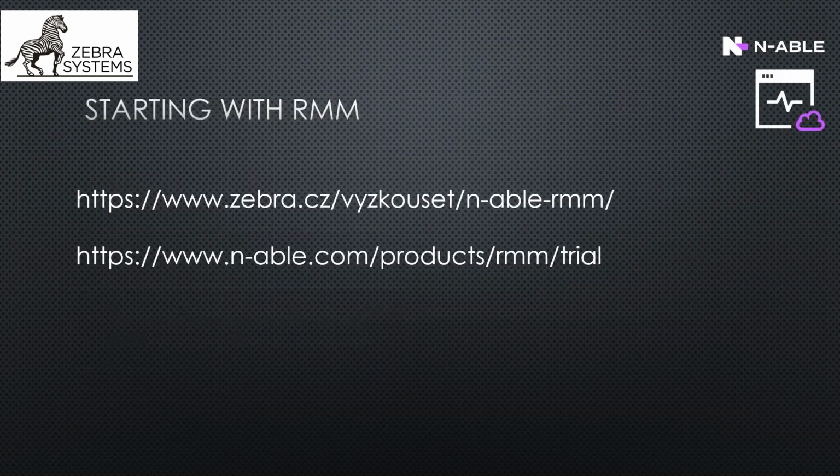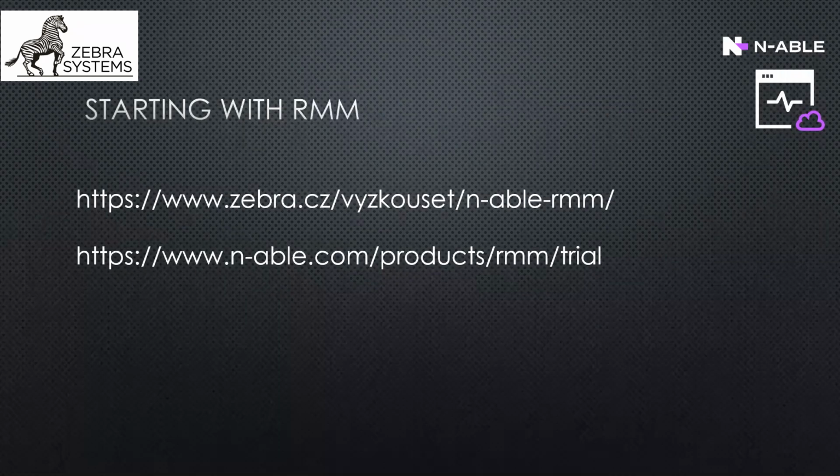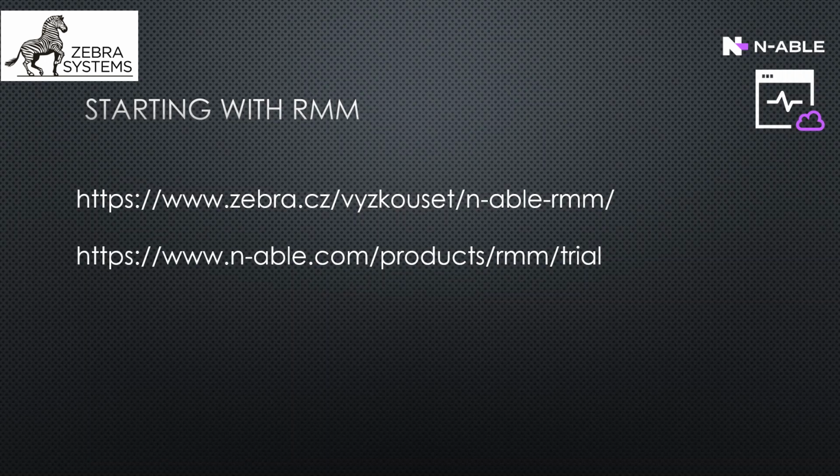Now, to our main focus today, we are going to see how to start with RMM. If you want to have a trial, you can go either through our website or through N-able. Of course, we would be happy if you go through the N-able website and choose us as a distributor for your country if there are multiple. But starting the trial is pretty quick and simple.